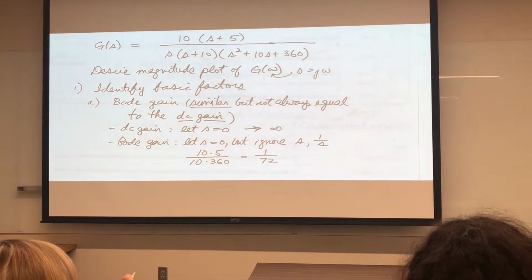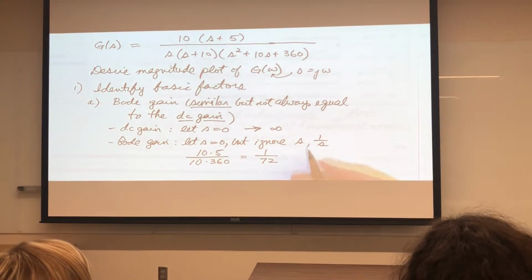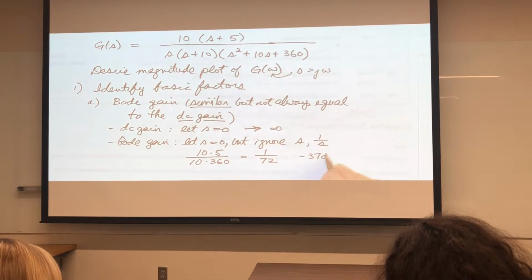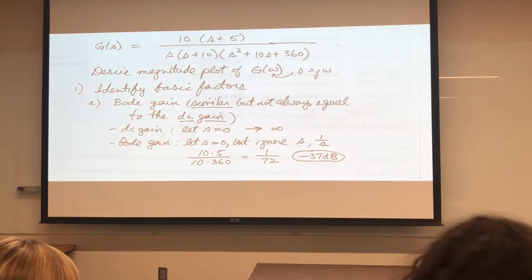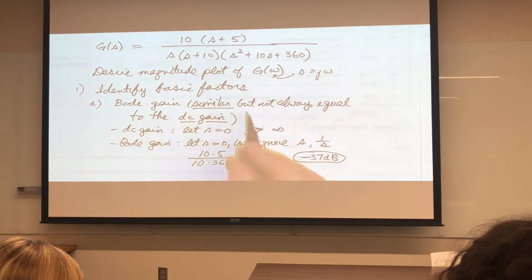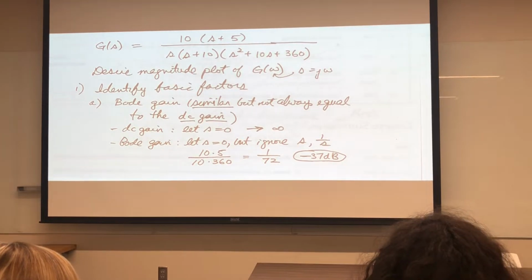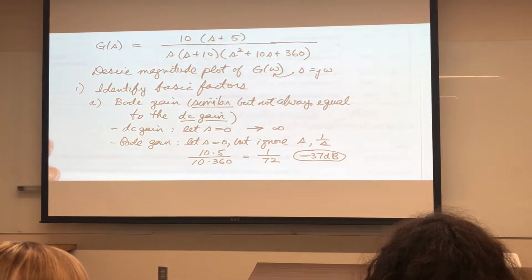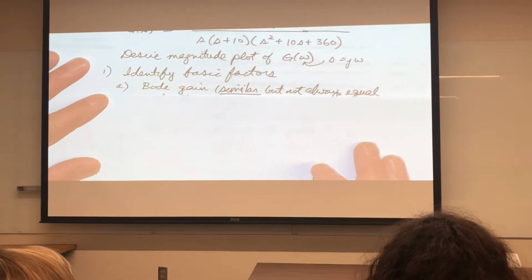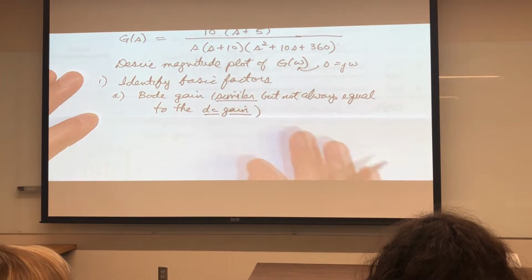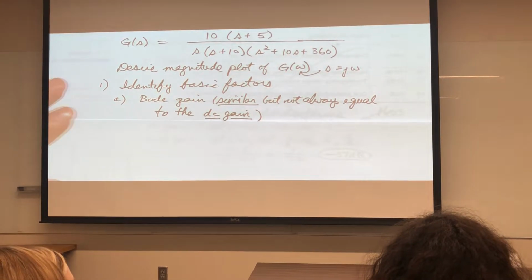Okay, do I have a calculation for 1 over 72 in dB? Negative 37 dB? Okay. So this is one factor we need to do. Identify the basic factors. First of all, let's identify the Bode gain. The next thing we do is make a list of all the remaining factors. Okay, let's continue on. We've got the Bode gain, similar but not always equal to the DC gain. For some systems, the Bode gain and the DC gain are the same, but not in this case.